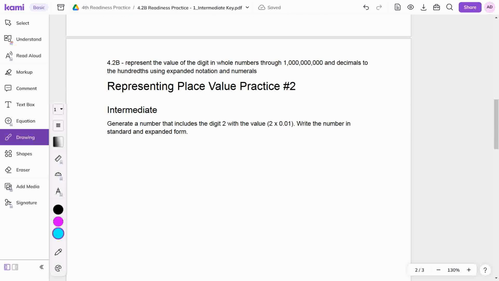So we need to generate a number that includes the digit 2 with the value, and it has a specific value.